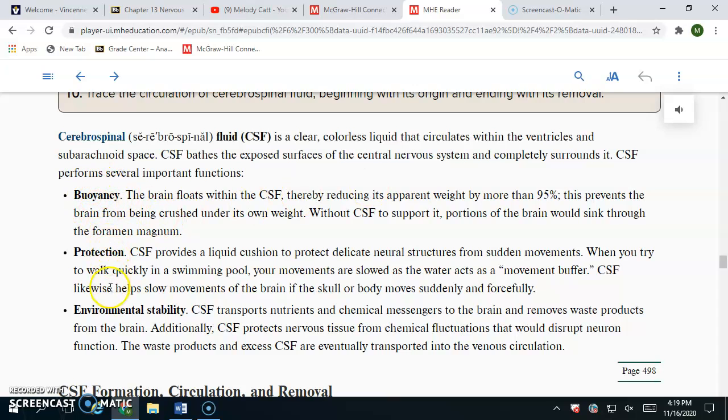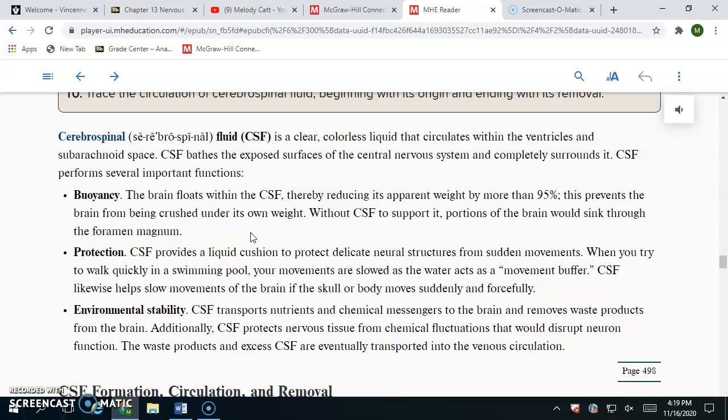But its functions, we already kind of talked about protection, so that's definitely there to provide protection. It's like a little liquid cushion that can protect our nervous tissue from any sort of sudden movements. And so that's a big function.